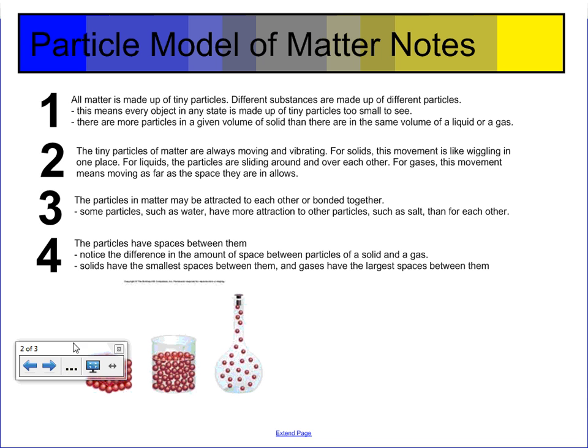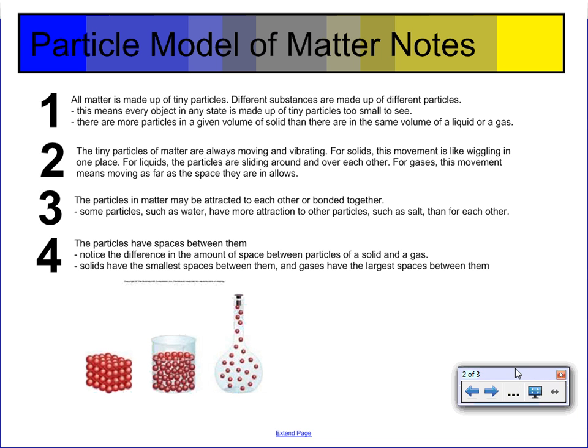So 1. All matter is made up of tiny particles. Different substances are made up of different particles. This means that every object in any state is made up of tiny particles too small to see. There are more particles in a given volume of solid than there are in the same volume of liquid or gas.